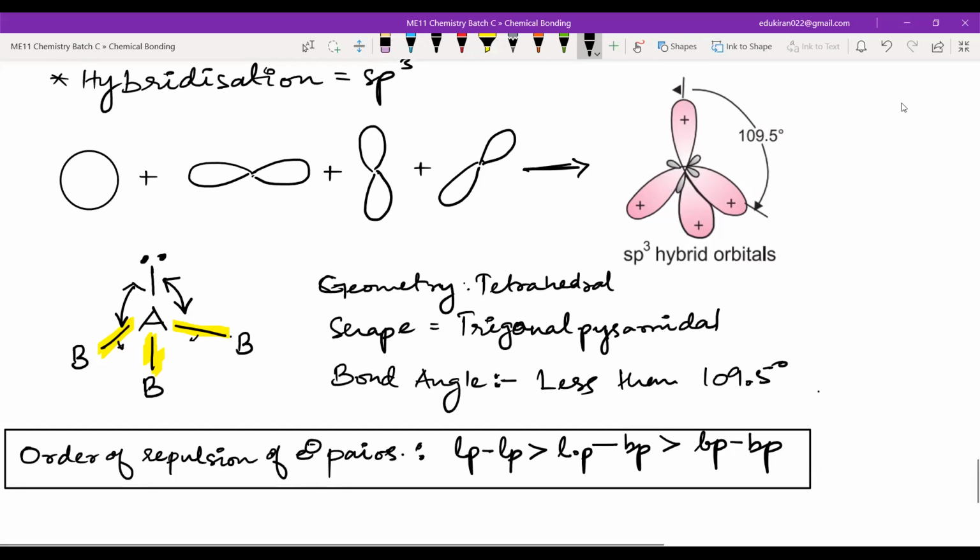Fine. So please write this. Then we will look at one example. And see, slowly we are reaching the actual bond angle.